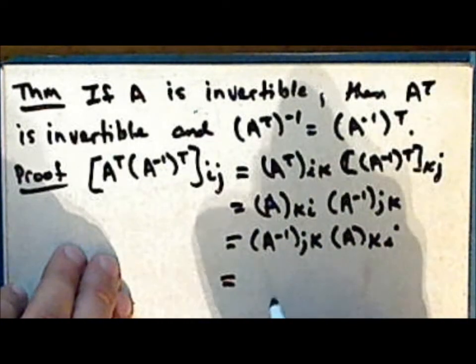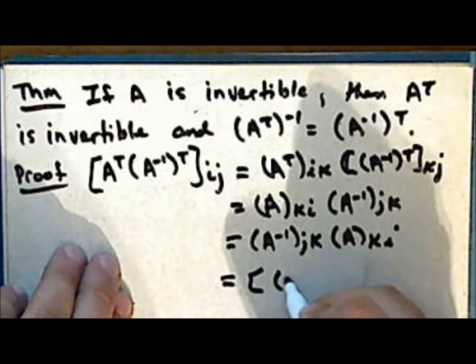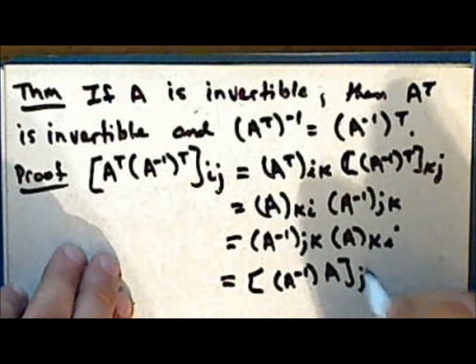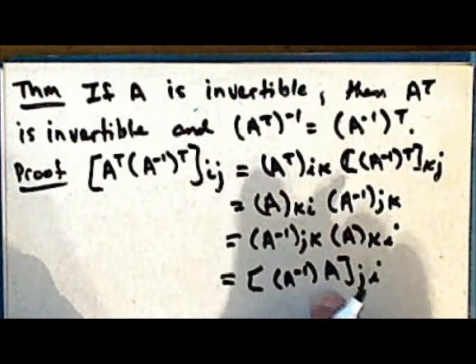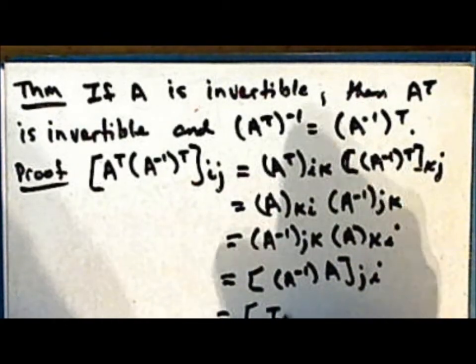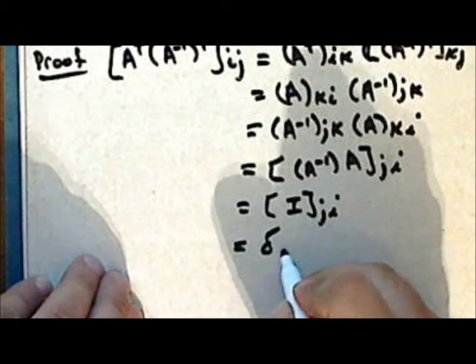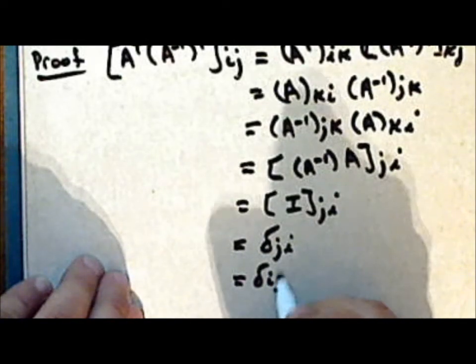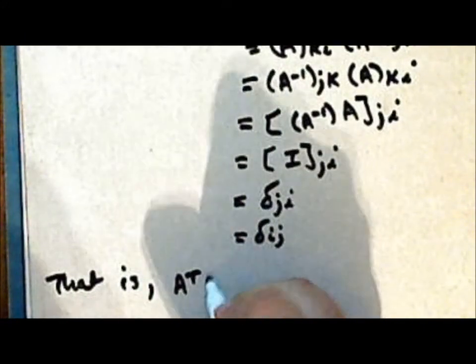This sum of products is simply the component in row J, column I of the product of the inverse of A post multiplied by the matrix A. And so this is the component in row J, column I of the identity, which is identical to the Kronecker delta with indices J, I, and this of course is the same as the Kronecker delta with indices I, J. And so the product, when we post multiply the transpose of A by the transpose of the inverse of A, is the identity matrix.